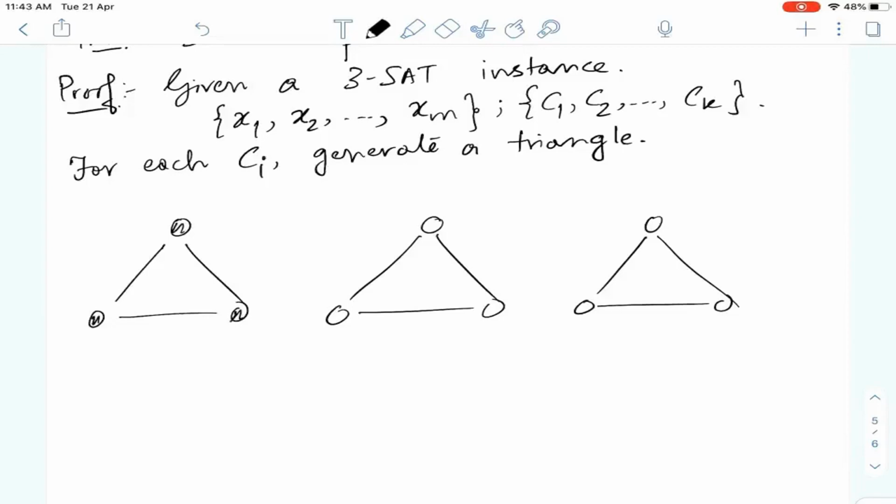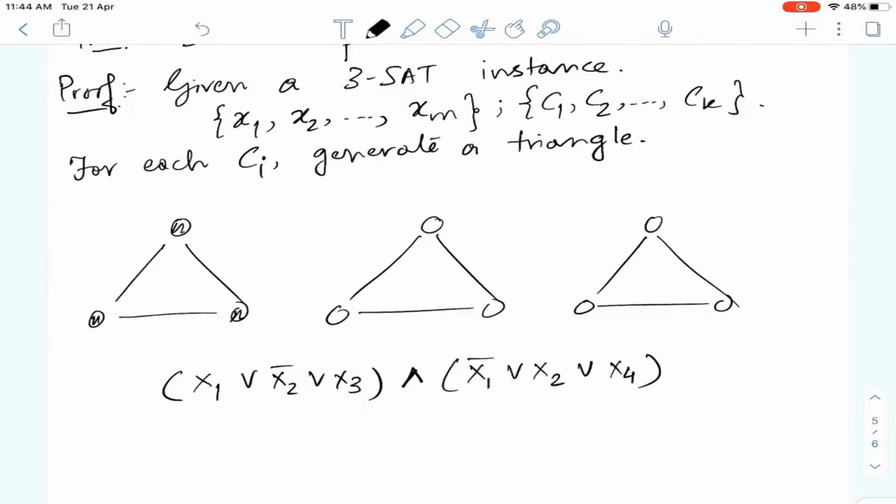So suppose my formula is like this: x1 union x2 bar union x3, conjunction with x1 bar union x2 union x4, or let's say x2 bar x3 bar x4 bar. Okay, so suppose that is my instance for 3-SAT.